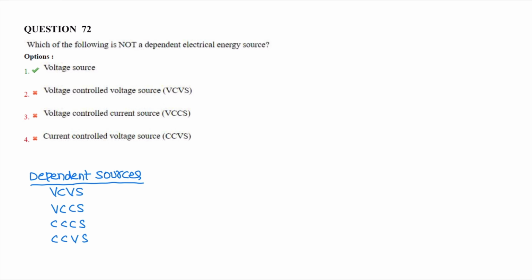Next question. Which of the following is not a dependent electrical energy source? Voltage source and current source are independent energy sources, whereas voltage controlled voltage source VCVS, voltage controlled current source, current controlled current source, current controlled voltage source, all are dependent sources. So here, which is not a dependent electrical source means the correct option is 1, voltage source or current source.